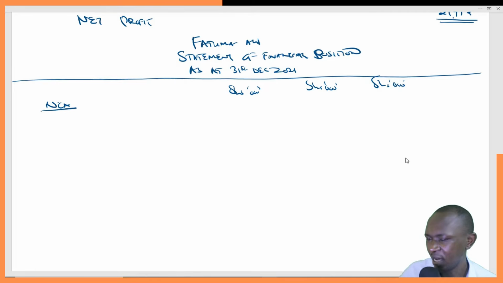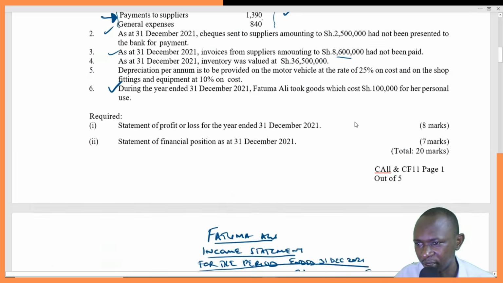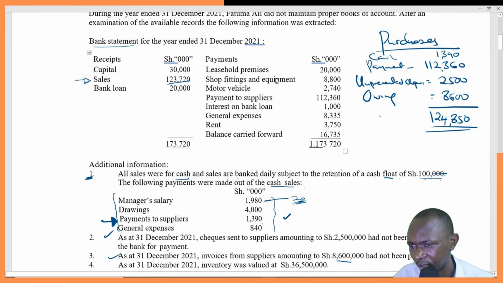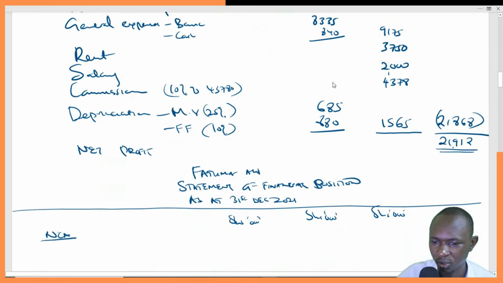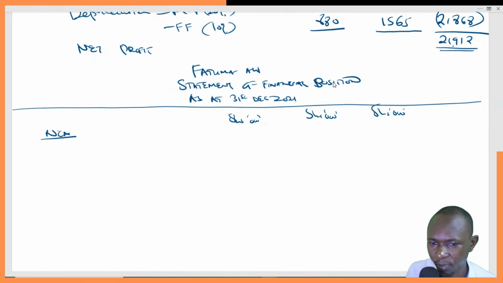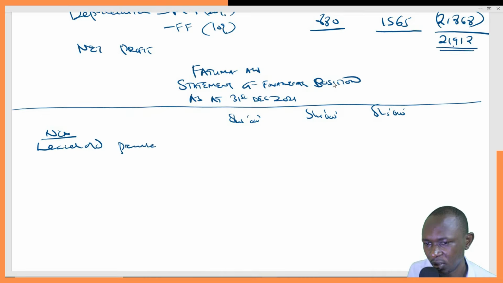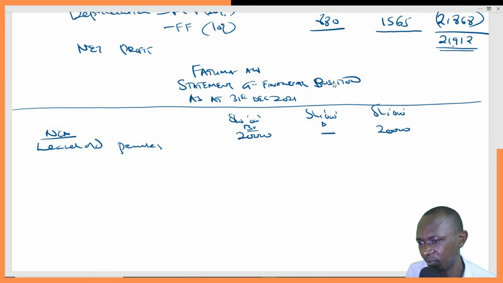Non-current assets. I saw something like premises up here, so we will start with that. Leasehold premises. Of course, there was no depreciation on it. The figure is 20,000, so net book value is 20,000. Normally here it's the book value, then you have the accumulated depreciation, and then you have the net book value.